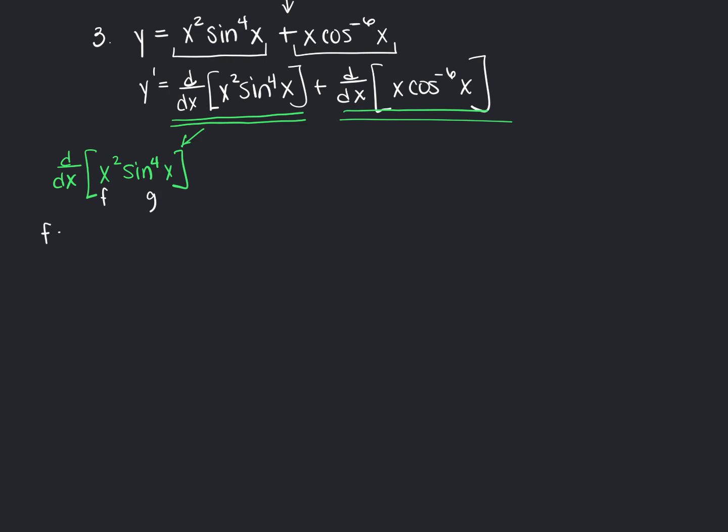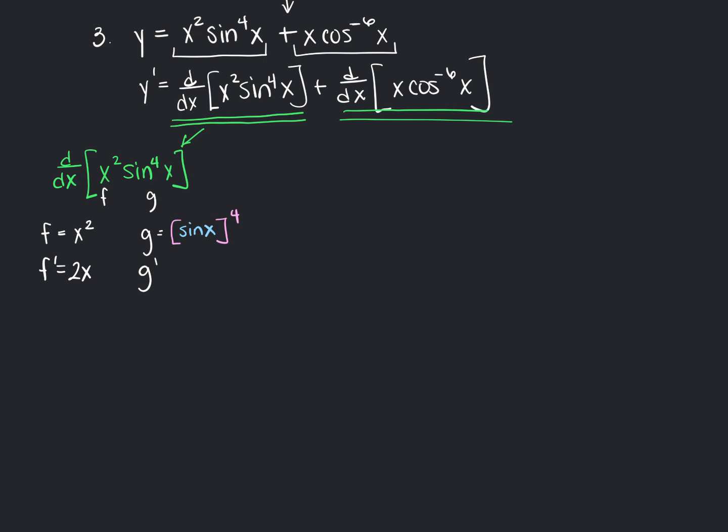So f is x squared, g is sine to the fourth x. Well, isn't that the same as saying sine x being raised to the power of 4? If I have that 4 between my argument and the trig function, that means I'm just raising the entire trig function to that exponent. Okay, so for f prime, I'm just going to have 2x.